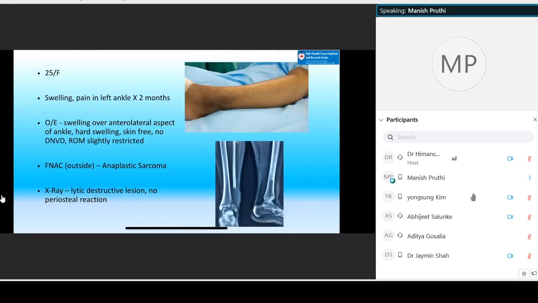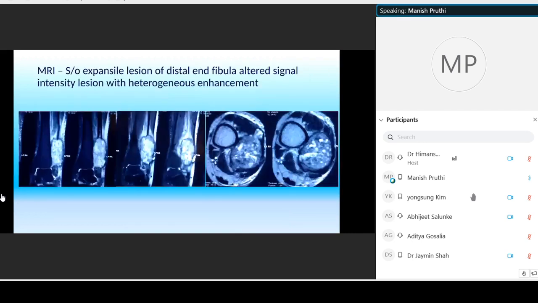This was a 25-year-old female. She had pain and swelling in the left ankle for 2 months. She had a hard swelling around the lower end of the fibula. Someone did an FNA outside, which was suggestive of an anaplastic sarcoma, and then she came to us. We can see the X-ray, which showed a completely lytic lesion in the lower end of the fibula. MRI was suggestive of an expansile lesion with multiple fluid levels, a lot of cystic areas and heterogeneous enhancement.